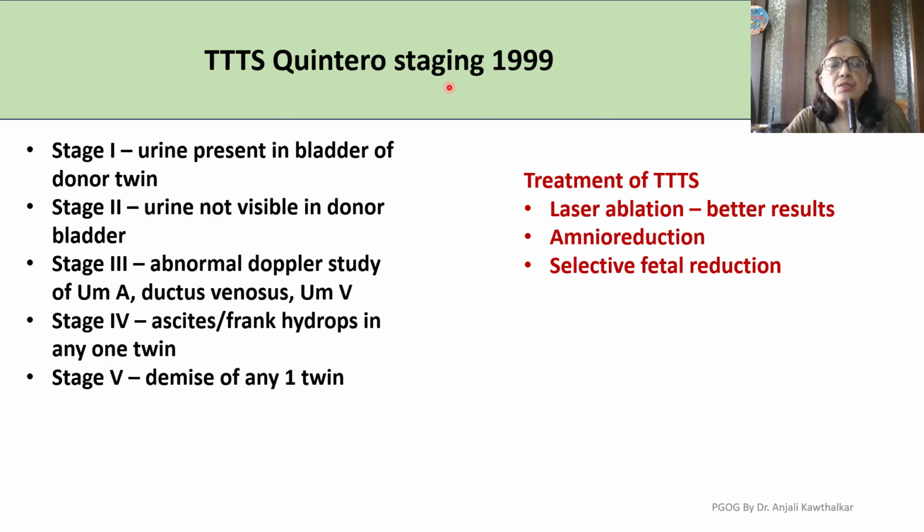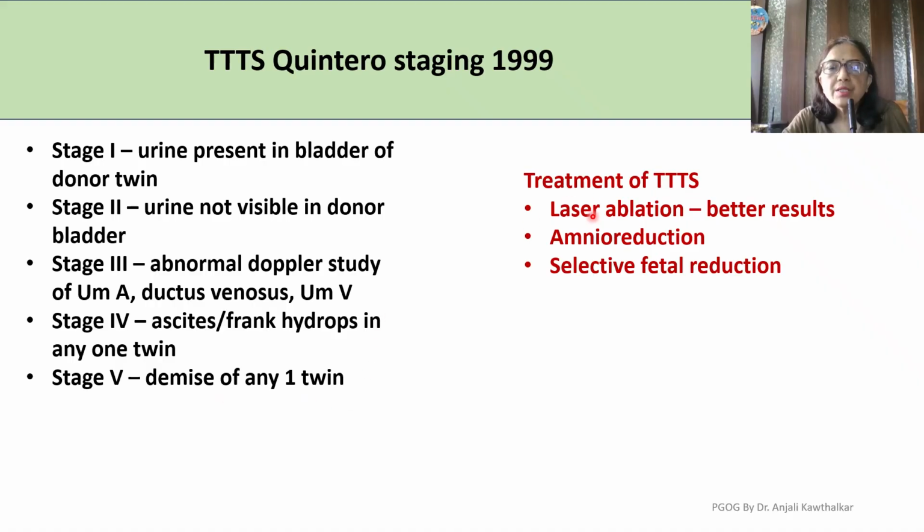There is a Quintero staging given in 1999 for this TTTS, where stage 1 is urine is visible in the bladder of the donor twin. Stage 2 is urine is not visible in the donor bladder. Stage 3 is there is associated abnormal Doppler study in umbilical artery, ductus venosus or umbilical vein. Stage 4 is there is ascites or frank hydrops in any one of the twins. And stage 5 is demise of any one of the twins.